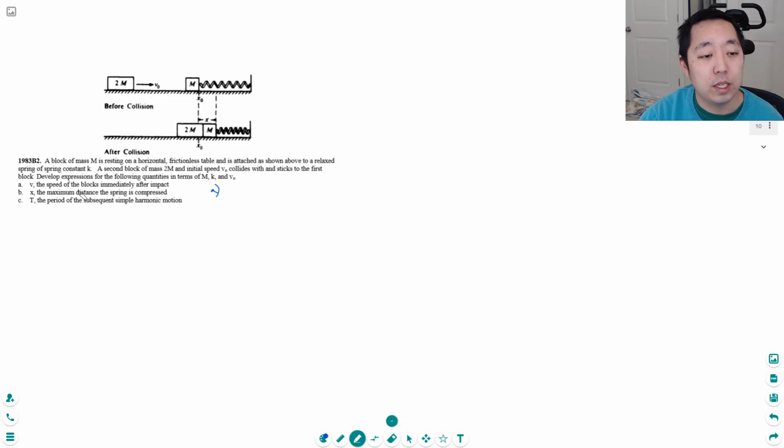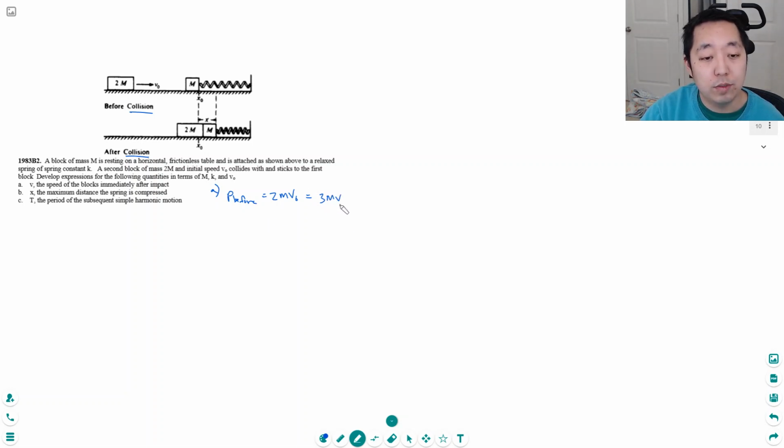V, the speed of the blocks immediately after impact. Well, what happens during this collision? The key word is collision: momentum is conserved because there are no outside forces acting on the whole system here. So what I need is the momentum initially. The momentum before is equal to 2m v naught. And that has to equal the momentum after, which is 3m times some v.